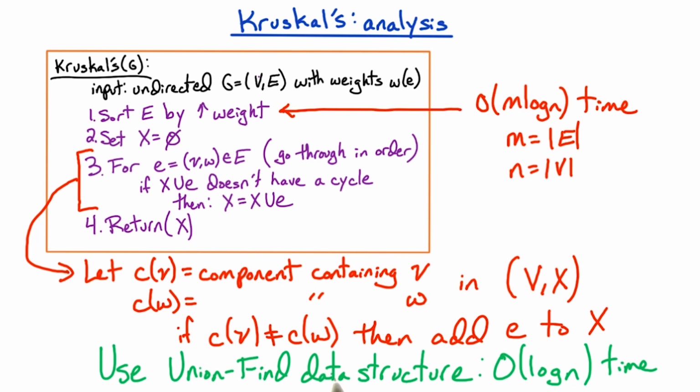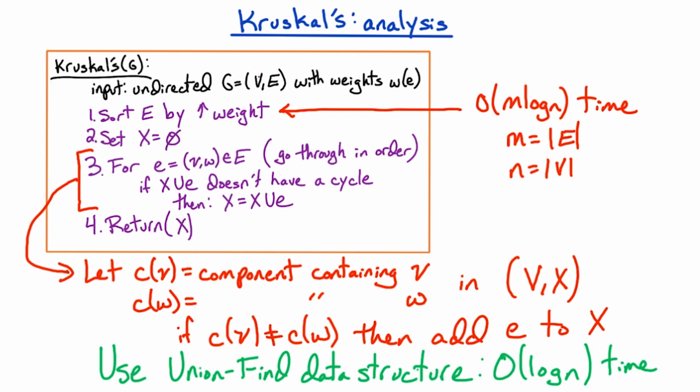So the union find data structure takes order log n time for each check operation, to check whether the component containing v and the component containing w are the same or not. And it takes order log n time to do a merge operation, where we merge the component containing v and the component containing w because we added edge e into X. Now I'm going to skip the details of the union find data structure since many of you may have seen it in a data structures class before. And if you haven't seen it before, then you can review it in the textbook. But it's a very simple data structure using this notion of rooted directed trees.